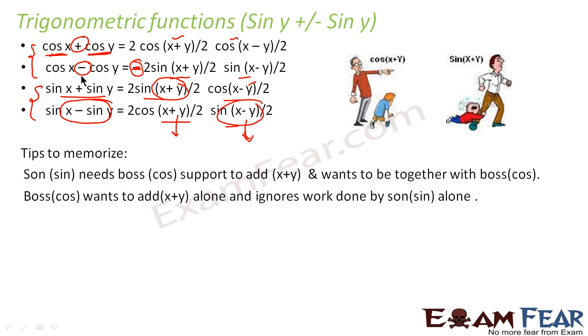Let me repeat. In the first two cases, boss is asking for the request. So the right side will have either boss or sun because boss wants to do things alone and he ignores the part done by sun. When he's asking for plus, boss is doing everything. When he's asking for negative, sun is doing everything and that part is ignored. Similarly, when sun is asking, sun is doing some part and boss is doing some part. Sun is asking for plus, sun is doing the plus part, boss is doing the negative part. Sun is asking for negative, sun is doing negative part and boss is doing plus part.